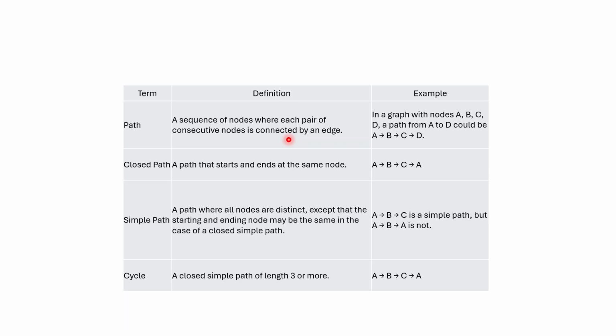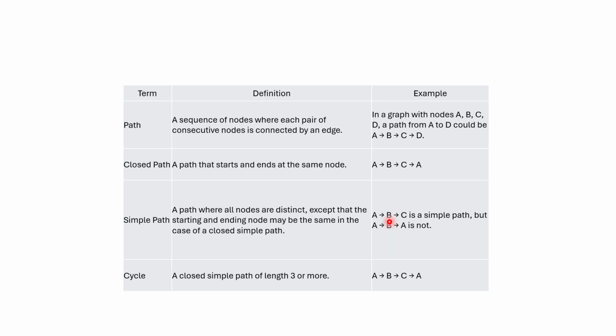And the next one is called a closed path. A closed path means nothing but cyclic. So we have A, B, C nodes, so A, B, C, and once again it will close the path with A. That's a closed path. And a simple path is where all the nodes are distinct, except that the starting and ending node may be the same in the case of a closed simple path.